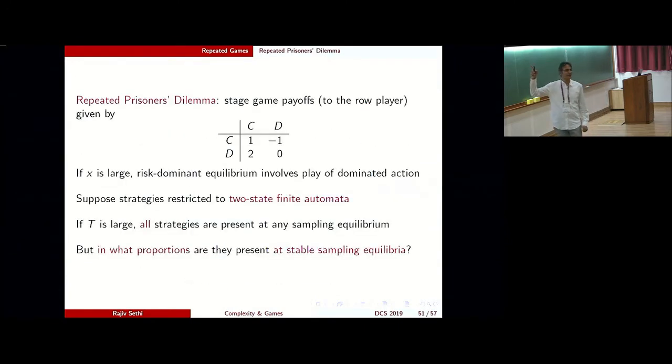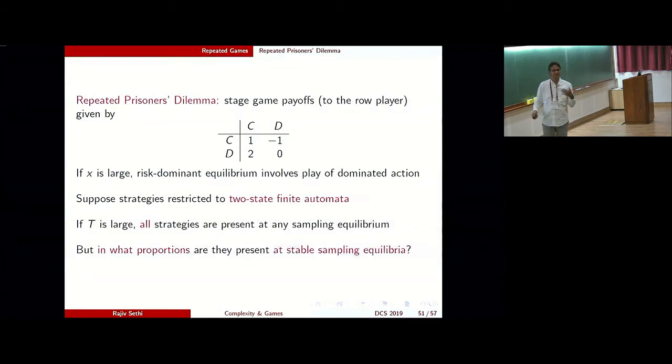This is a prisoner's dilemma. I'll just show you 2 things about the repeated game, and I want to show you the sampling equilibrium in a repeated game. If you both cooperate, you get 1. Both defect, you get 0. But if one defects and the other cooperates, the defector gets better. So you know this thing. This is a particular prisoner's dilemma.